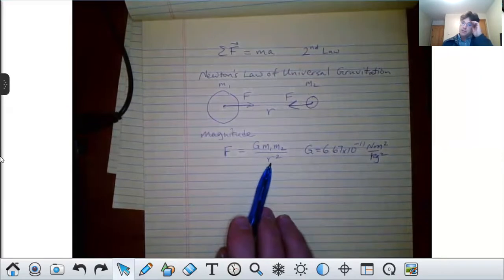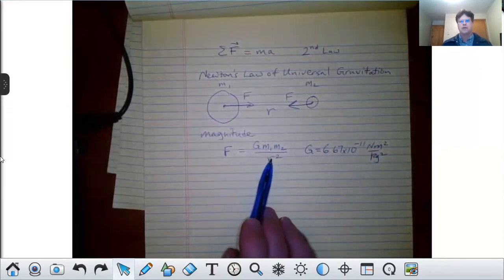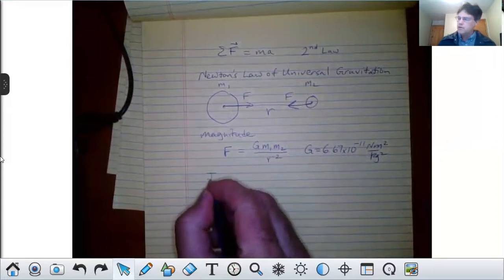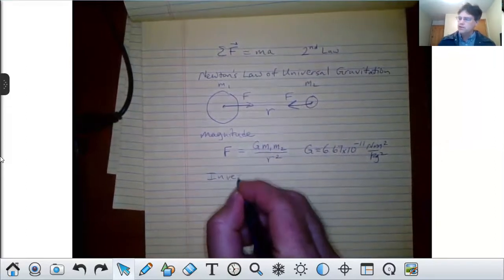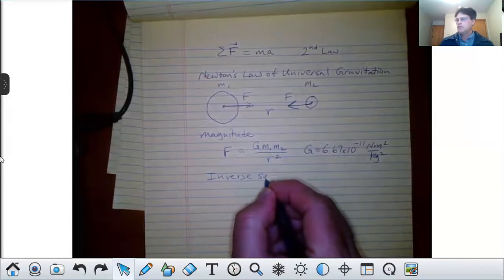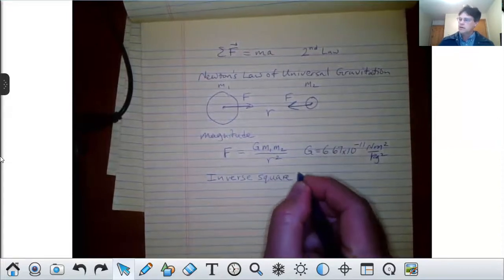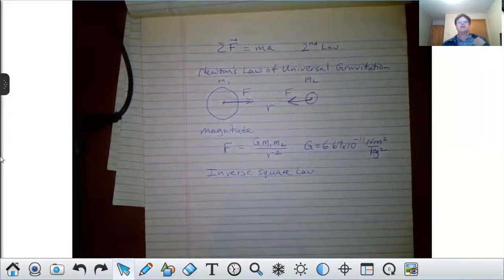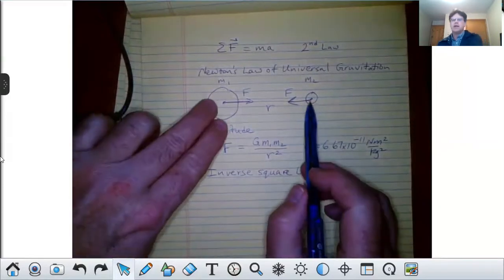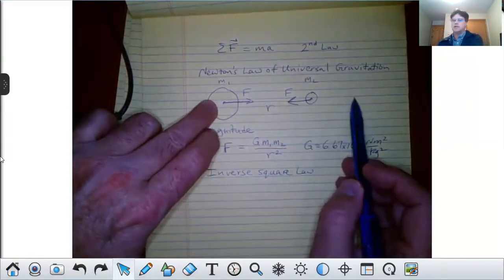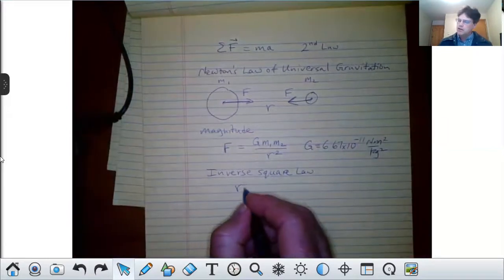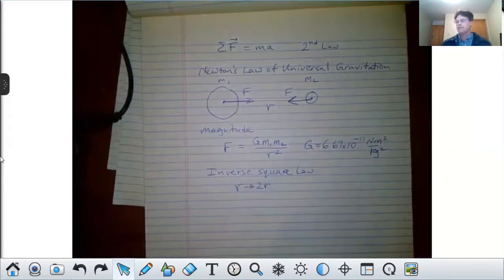So a couple other things to point out here about Newton's law. There's an r squared in the bottom. We call this type of force an inverse square force, or this law, an inverse square law. So one of the types of questions you might see in a reading quiz, for example, is, let's say I double the distance, right? So I take my two masses and I go to twice the distance. So basically what I'm doing there is saying r is going to 2r. What happens to the force in that case?